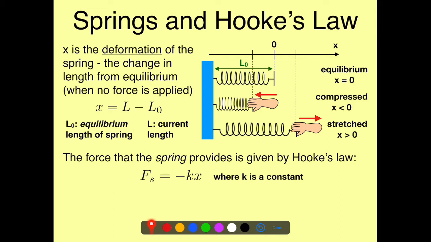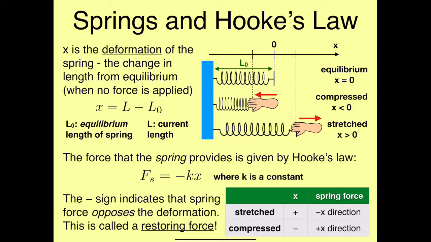So k is a constant. But what's the deal with the negative sign? The negative sign indicates that the spring force opposes the deformation. So the spring force goes against the deformation, and for that reason, we call it a restoring force. So let me explain this a little bit more. Let's take the example of the spring being stretched out.